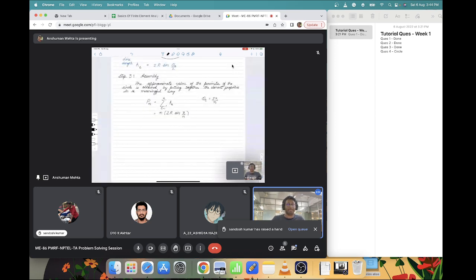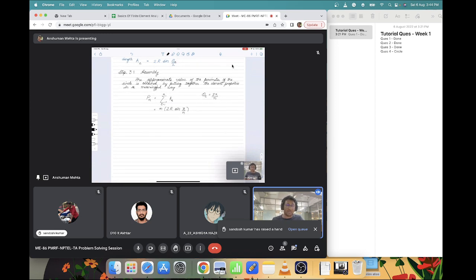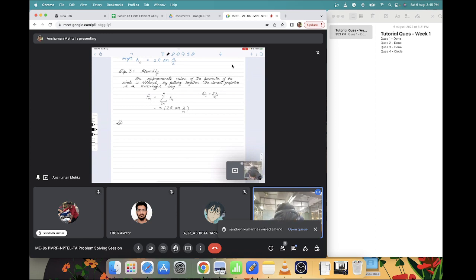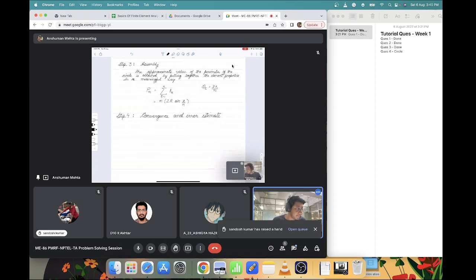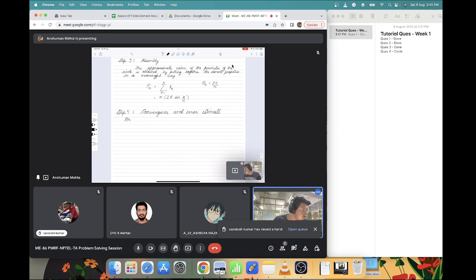Now we have to compare it with the exact answer to find the error, and then we'll try to minimize it, or we can devise a method for how we can minimize it. This is convergence and error estimate. We know for a circle the perimeter is, so I will write P exact is equal to 2 pi r. And now Pn with n tending to infinity should also go to 2 pi r. That is my saying. Okay.